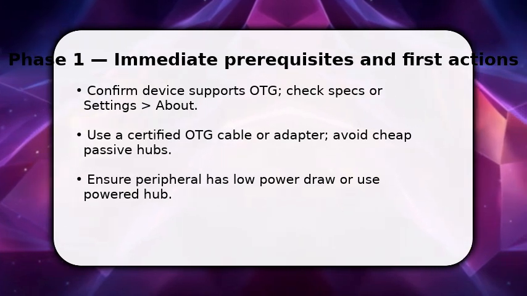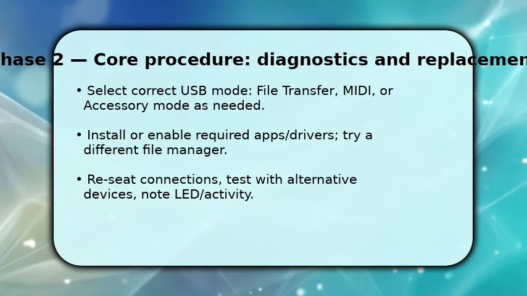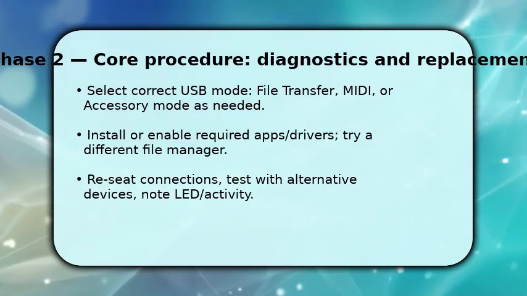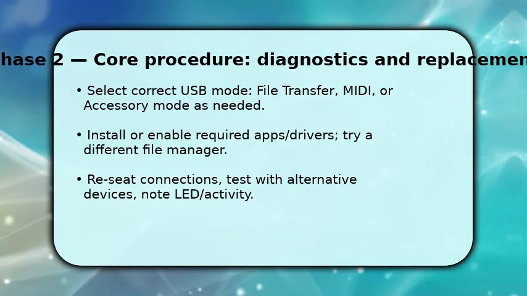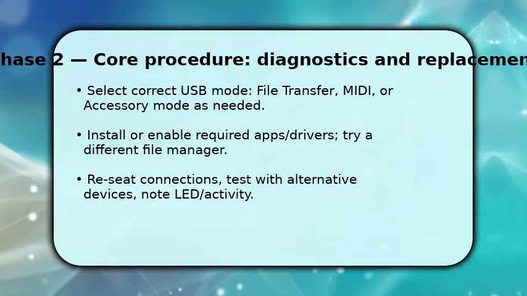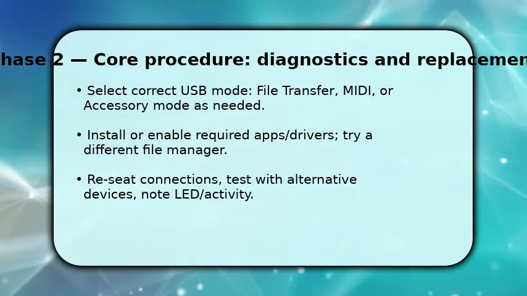the fault. Once the physical link is solid, unlock the phone and pull down notifications to select the appropriate USB mode. Choose File Transfer for storage or Accessory mode for controllers. If the device needs a driver, install the app or module. On Android, grant storage permissions.